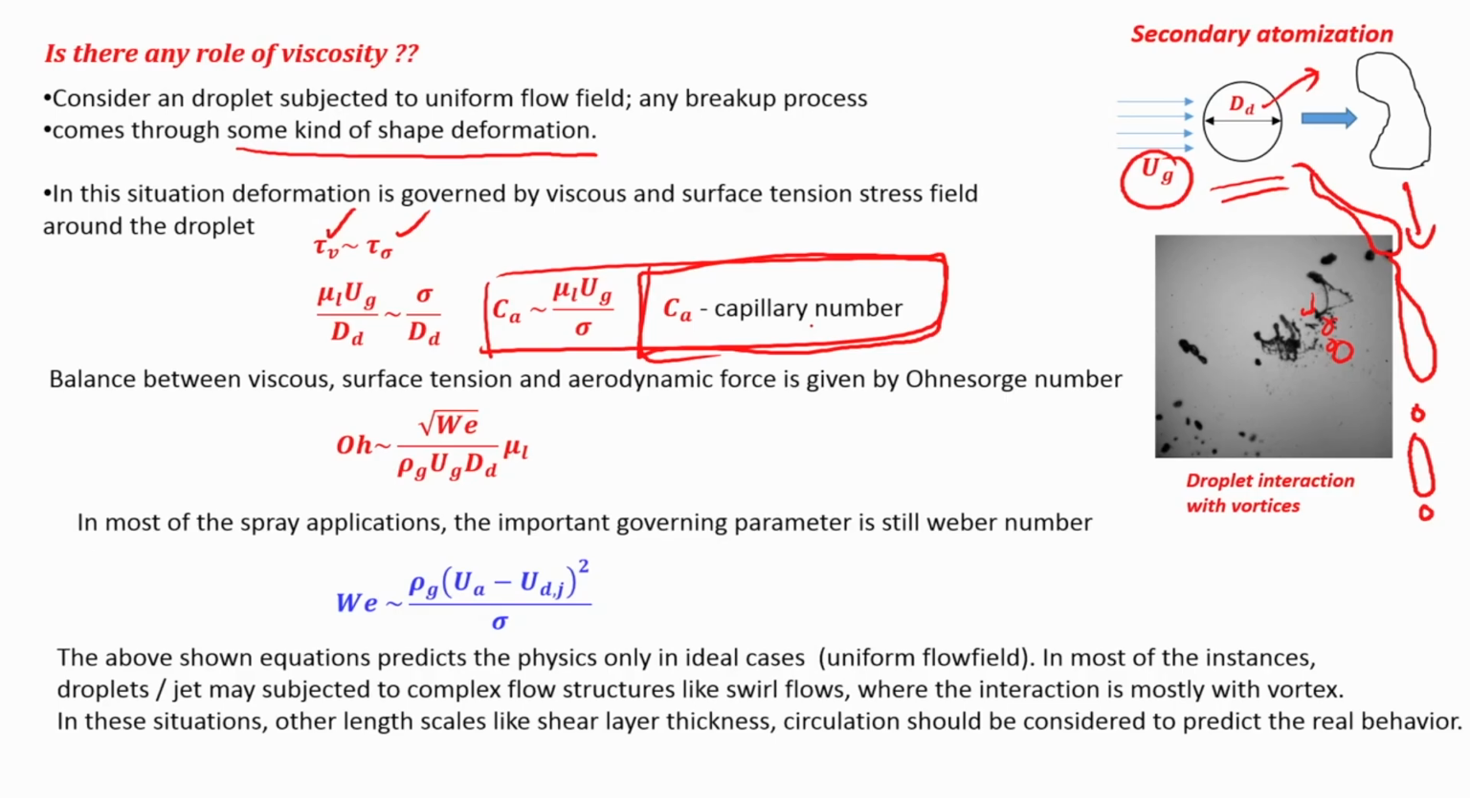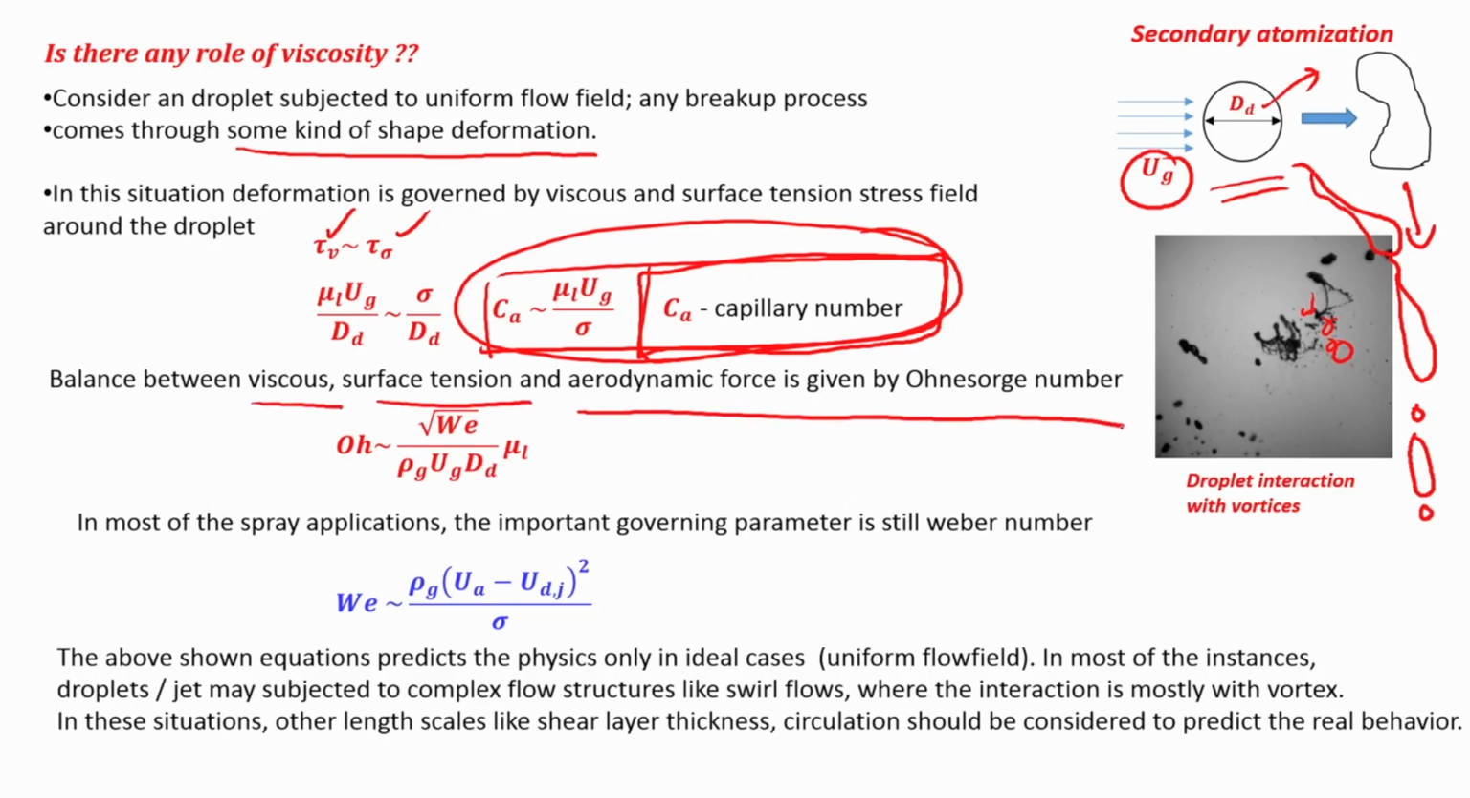This is between the family essentially, between viscosity and surface tension, what they are actually doing to restore the droplet back. But the balance between viscous, surface tension and aerodynamic force, all three combined, is given by a number called the Ohnesorge number.